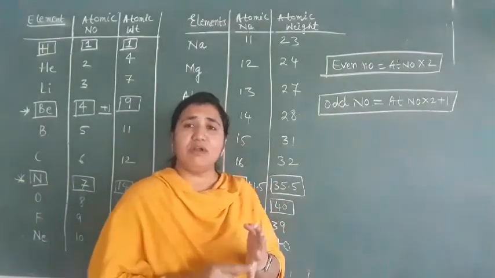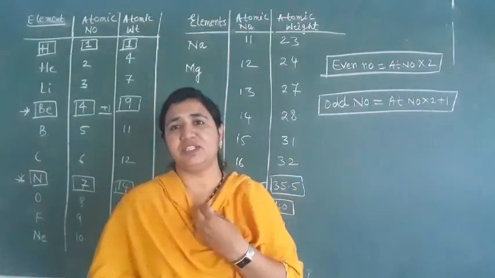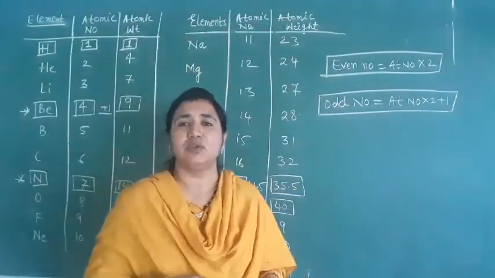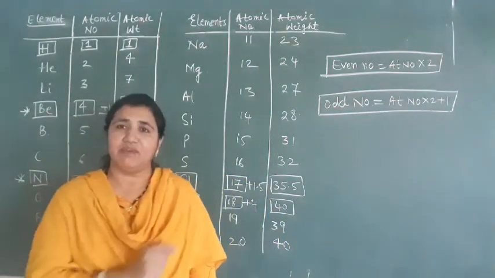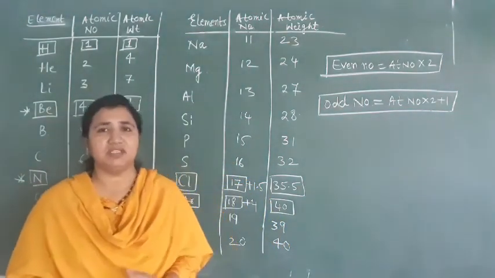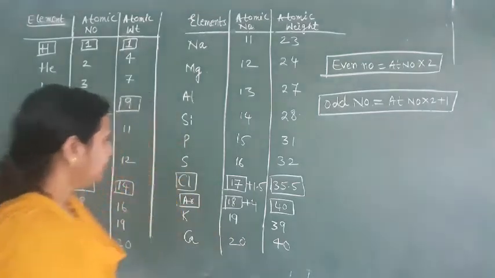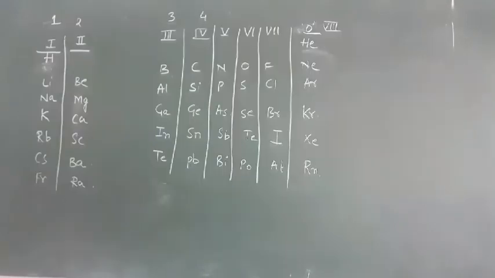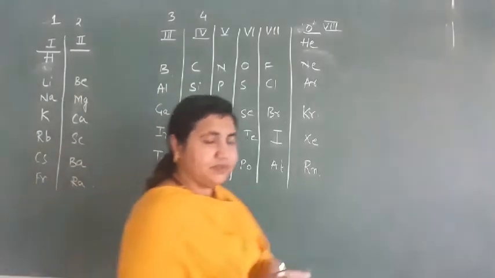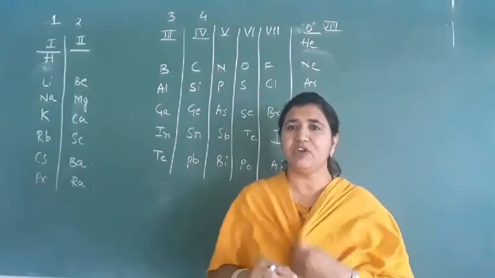So from 1 to 20, it is compulsory, please first memorize the atomic weights. To calculate the molecular weight also we have to know the atomic weight of the elements, then only it will be easy for you. So please note down this one.